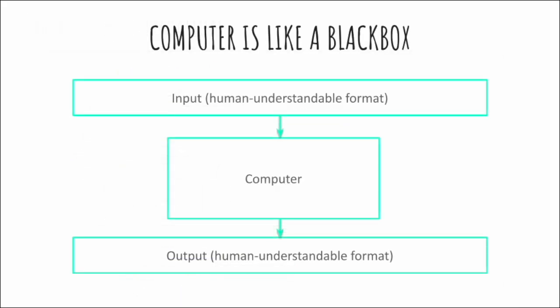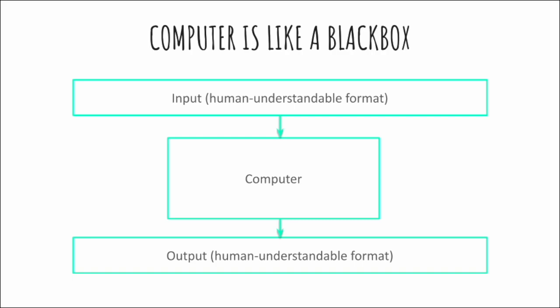All right, so this is what we discussed. Computer is like a black box. We give an input, the computer takes that, does some processing and throws the output to us. This input is in human understandable format, and the output is also in human understandable format, but what is happening inside a computer, we don't know. That's like a black box. That's what we use computers for.